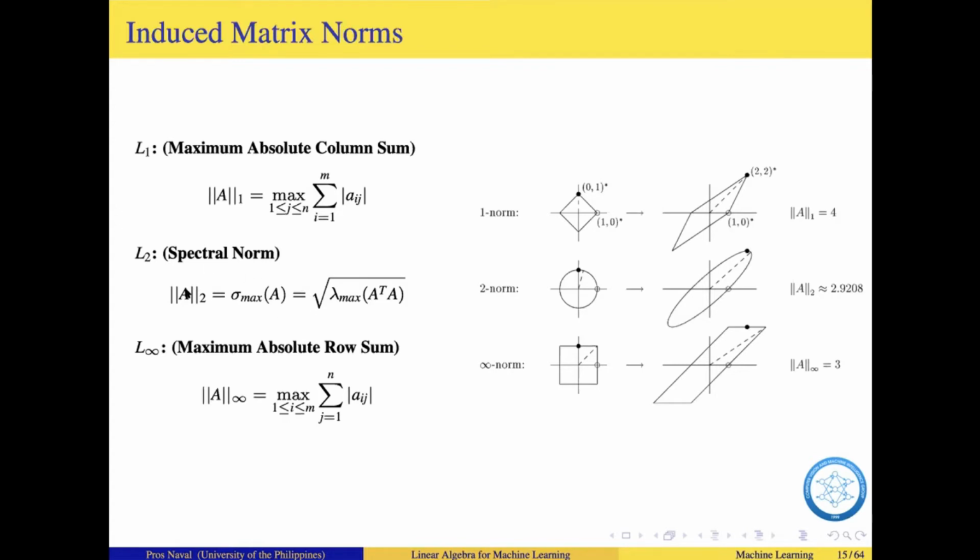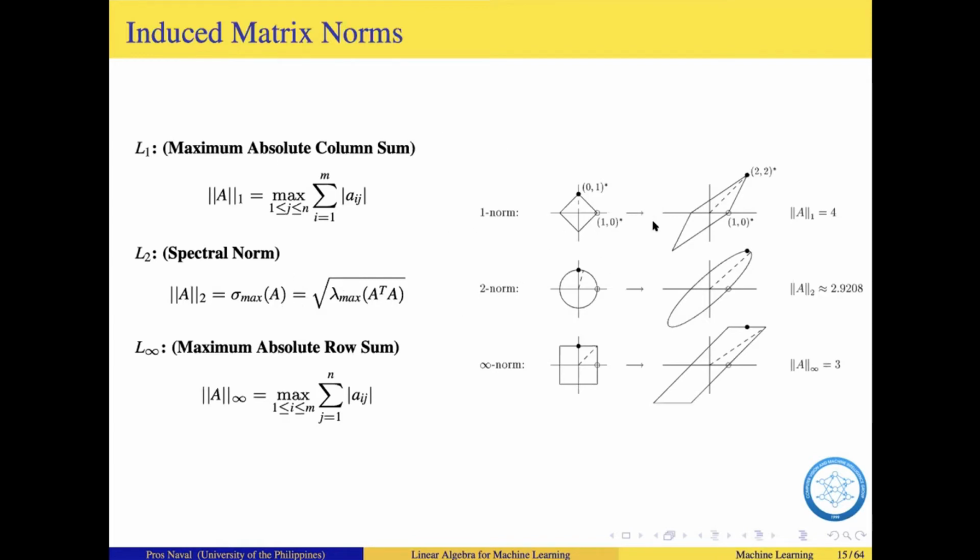So this L2 spectral norm is the largest singular value of the matrix A, and this is also equal to the square root of the largest eigenvalue of A transpose A. So we will learn how to compute these quantities later on.